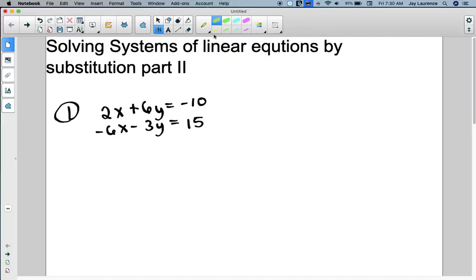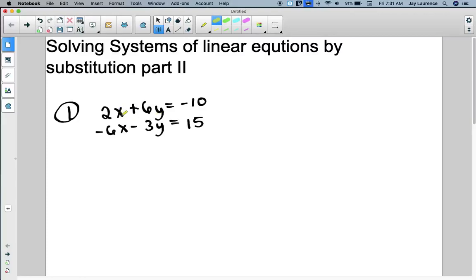First, I have to decide which variable to solve for. And I look at both x's and both y's. I see that solving for this x might be a good idea. The reason I say that is because at some point I'm going to have to divide by 2, and I know 2 goes into 6 and into negative 10 evenly. Similarly, if I solve for y in the second equation, negative 3 goes into negative 6. It also goes into negative 15 evenly.